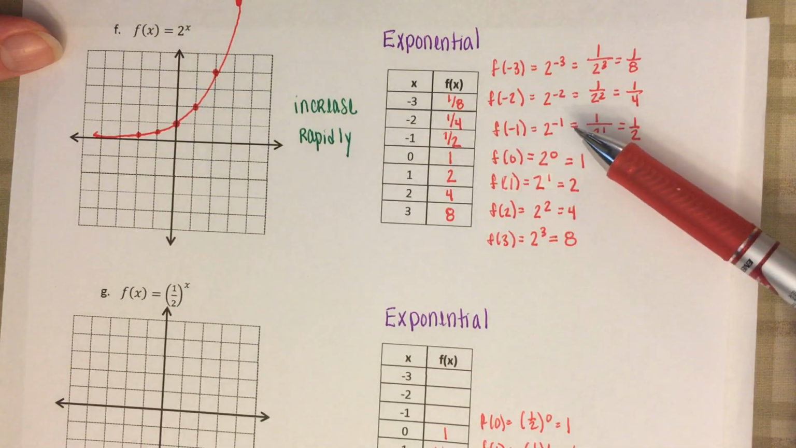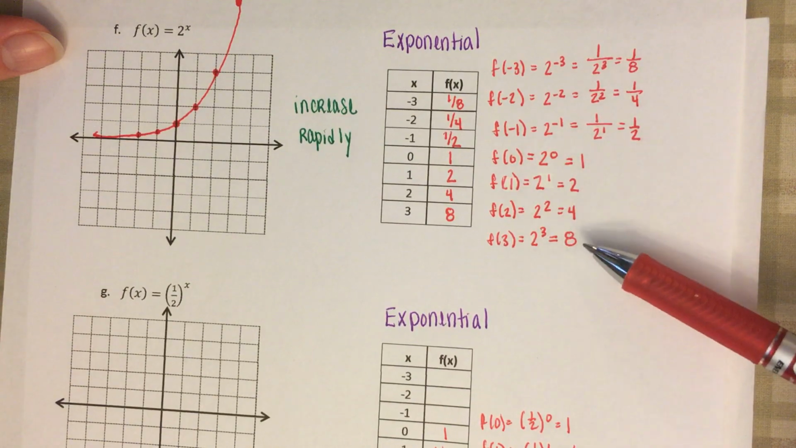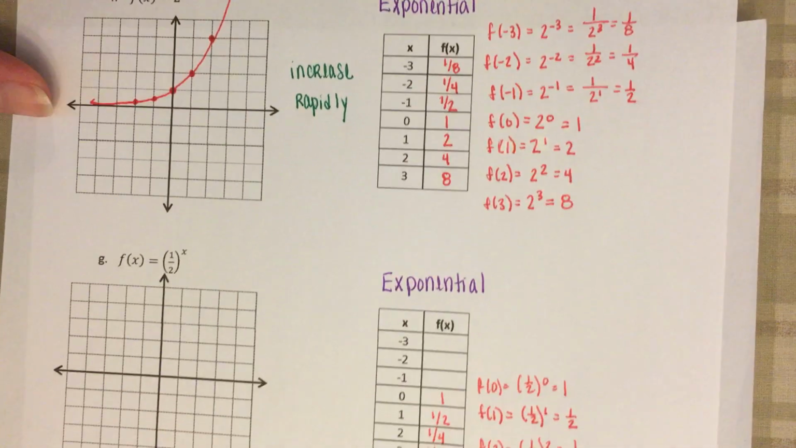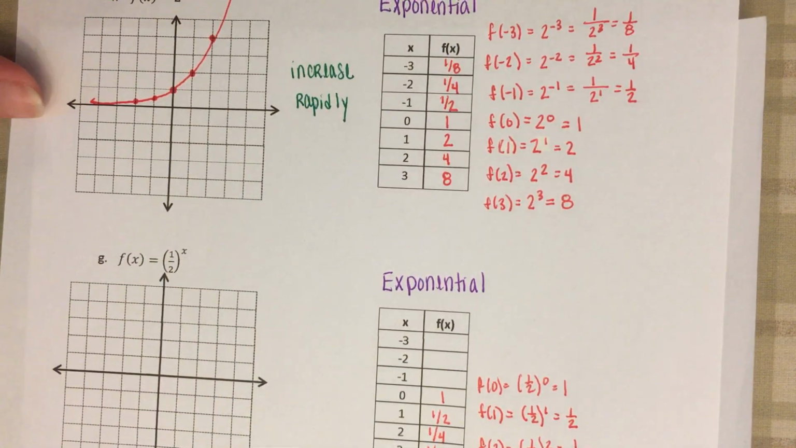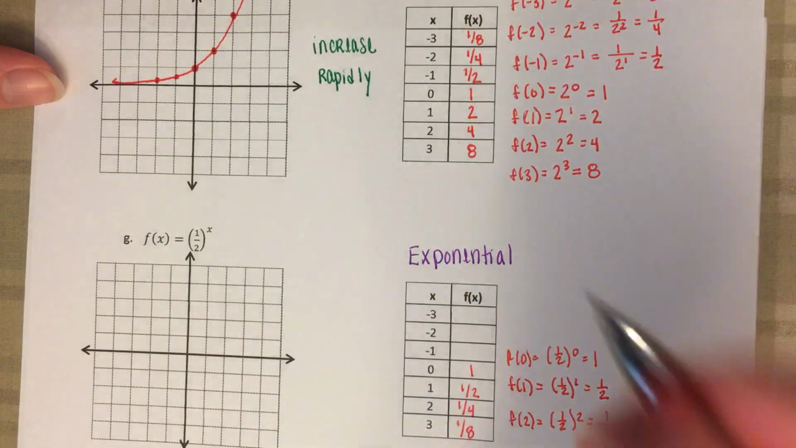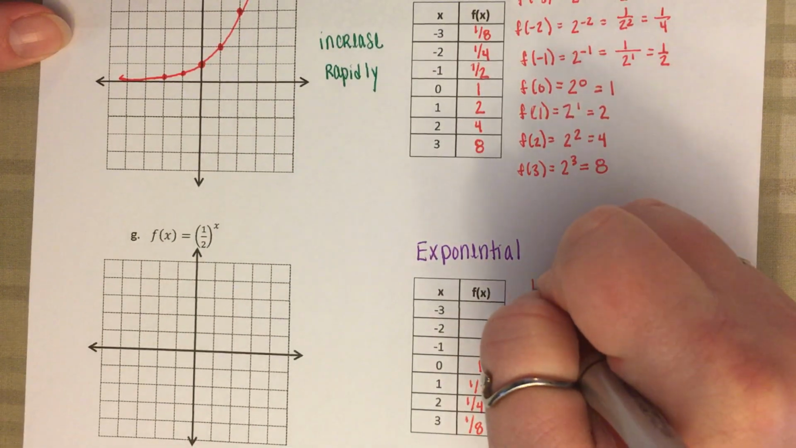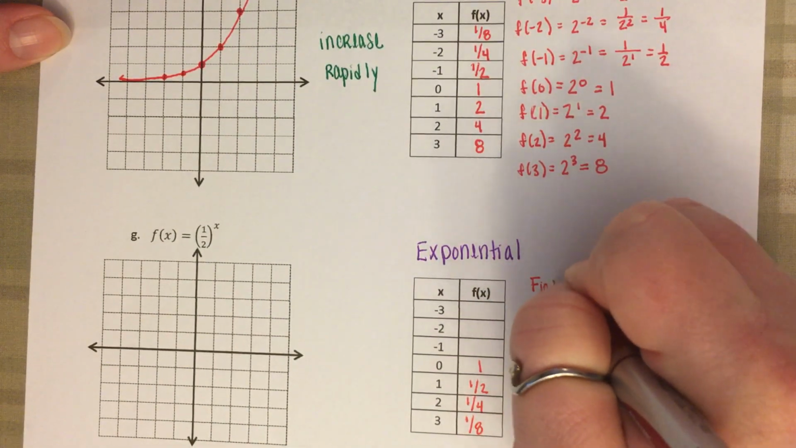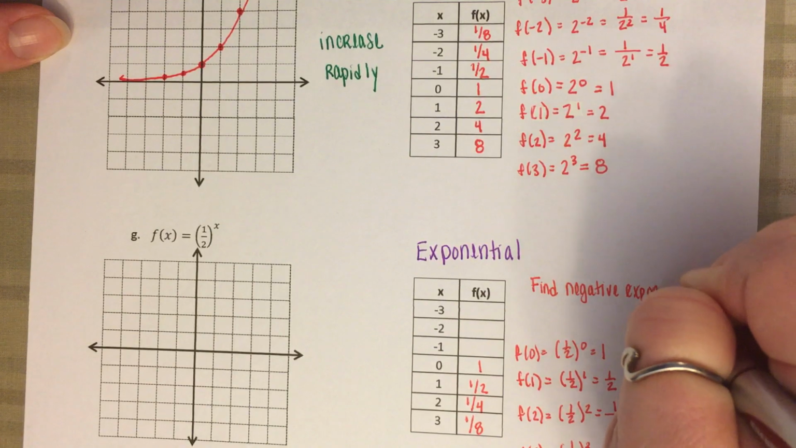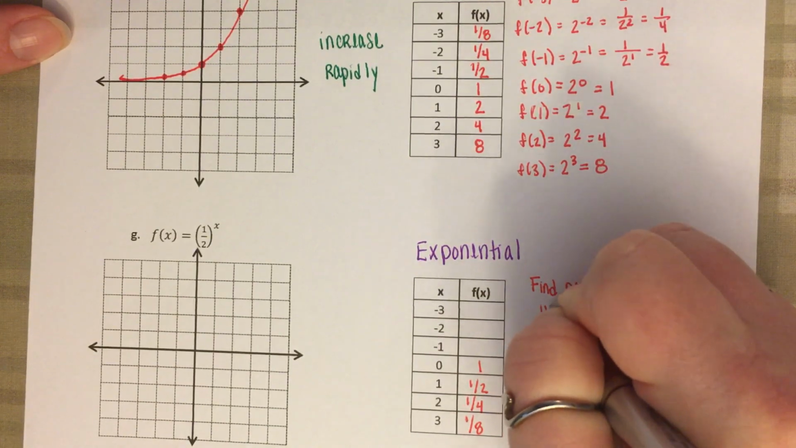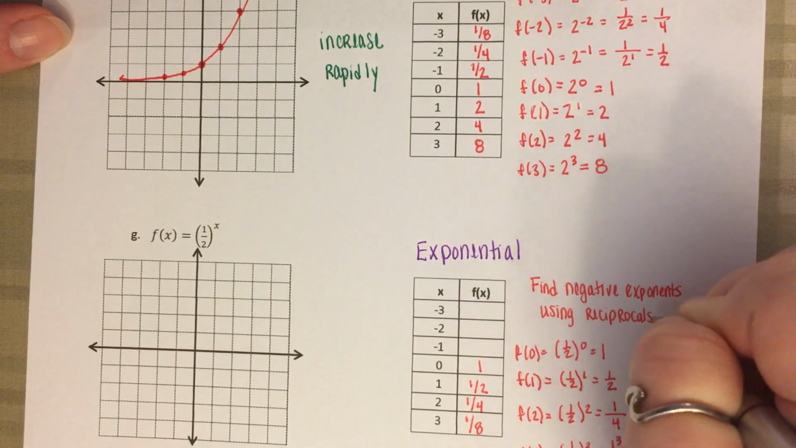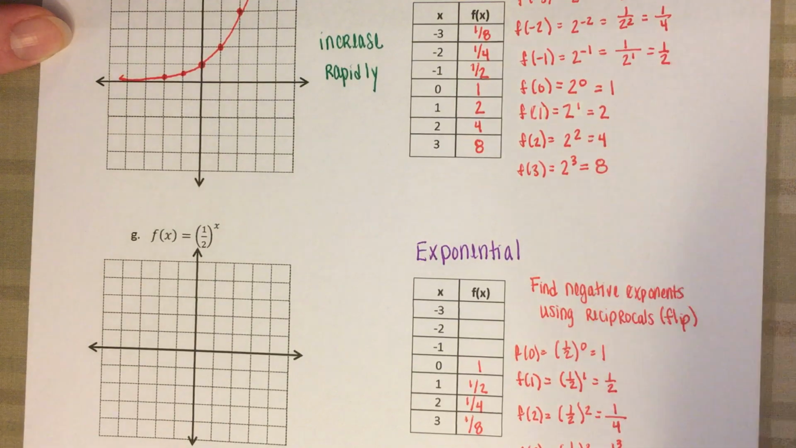When we were thinking about negative exponents, we basically took these values and found their reciprocals to find our values for our negative exponents. So to get these last 3 values, we're just going to flip and find the reciprocal. Instead of showing all of the work for these, we're just going to say that we find our negative exponents using reciprocals, which means we're just going to flip our fractions.